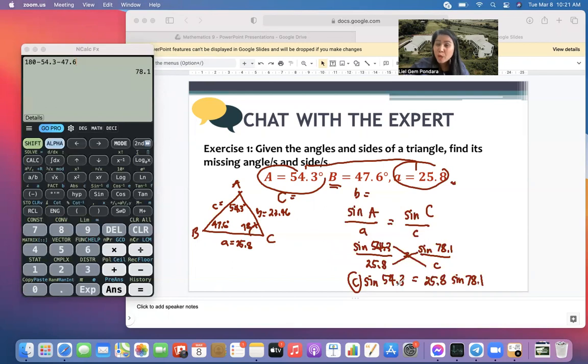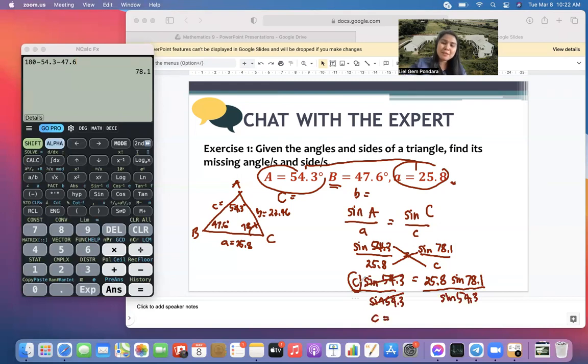Can anyone tell me what are we going to do next? Divide all sides by C. Oh, no. If we divide all sides by C, we're left with sine. Divide both sides by sine 54.3. Good. Divide both sides by sine 54.3. Because if you divide both sides by sine 54.3, it will be canceled out on the left side and we'll have C left. So C is equal to.